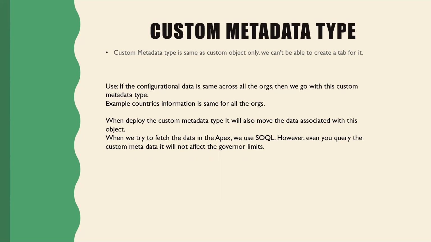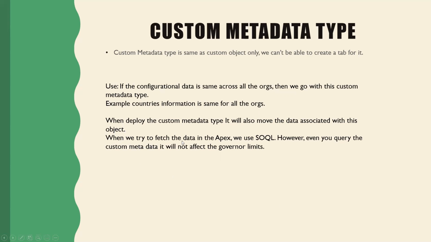The difference between custom metadata type and custom settings is that with custom settings, the data is not going to move to production, only the metadata, but here the data also moves to production. It all depends on the scenario and the situation which one we're going to use, so we need to pick the right choice based on these inputs.